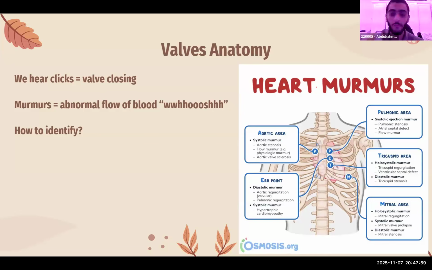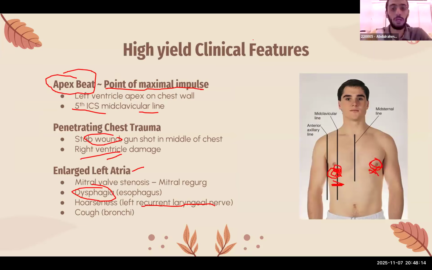Now, why is this exactly happening? Because when the valves are closing, they make a sound. So normally, the heart sounds that you hear are usually the valves closing. If you have a stethoscope, now this is all stethoscope, okay? So the point of maximum impulse was not stethoscope. Now whatever we're discussing is with the stethoscope, right?